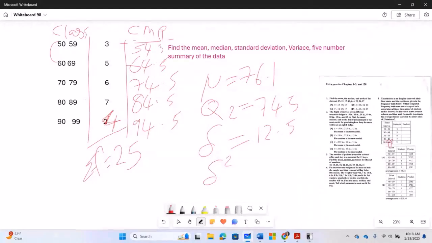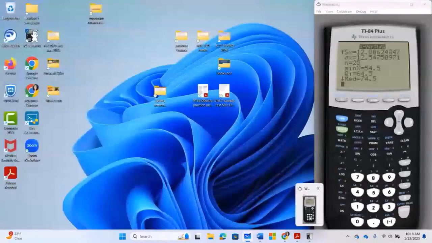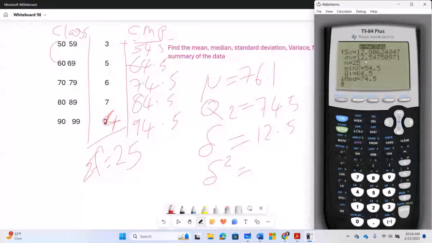Now I'm going to find the variance. Everybody remember that the variance is the square of the standard deviation. So for me to find the variance, I do not want to use 12.5, because if I do, I have already truncated it. So this is how I'm going to find the population variance. I am actually going to copy everything. So how do I do that?